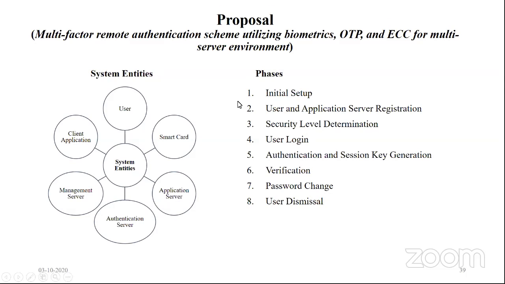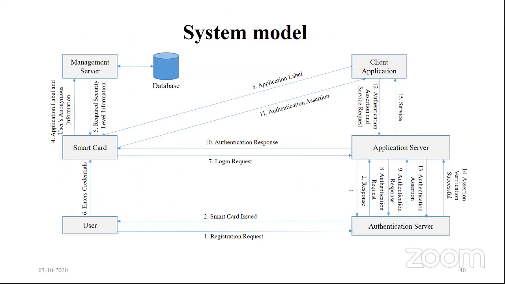So if we talk about the phases of the remote user authentication scheme that we proposed, it started with the initial setup phase in which a user sends the registration request to the authentication server by providing its identifying information. And the authentication server stores that information and issues a smart card to the user. Similarly, the application server needs to be registered. So it sends its identifying information and it gets a registration response in return.